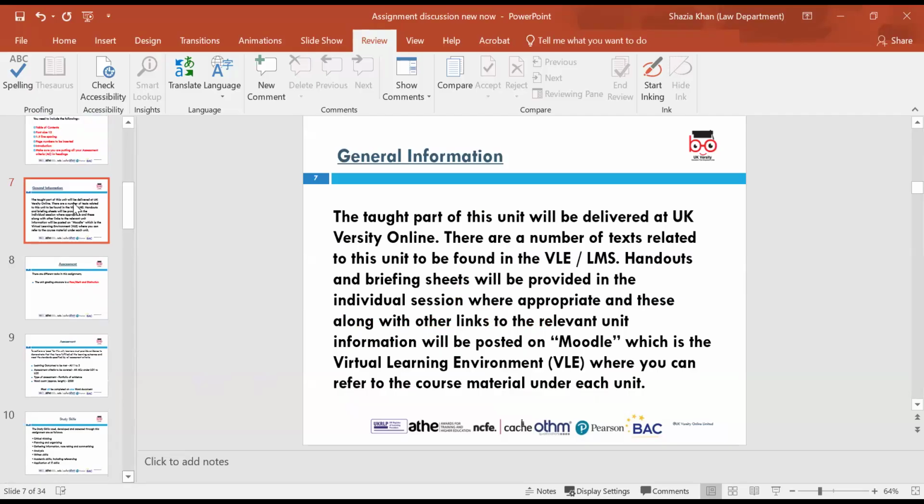It's taught on the VLE, which is Moodle. That's the one you need to be referring to. That's the one you need to be getting all your information from, any additional reading, any ebooks, any sort of issues you have. Moodle will be the main thing that you would go on.